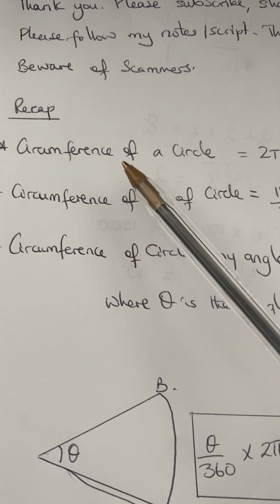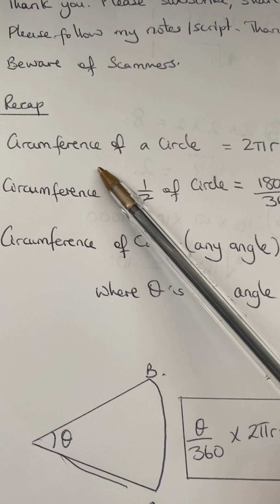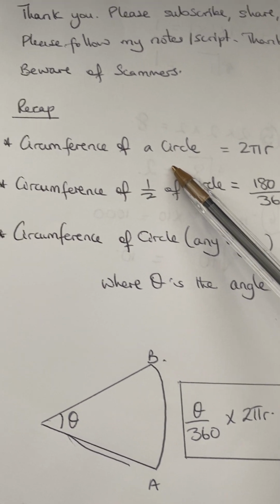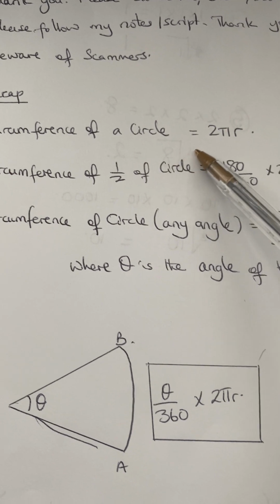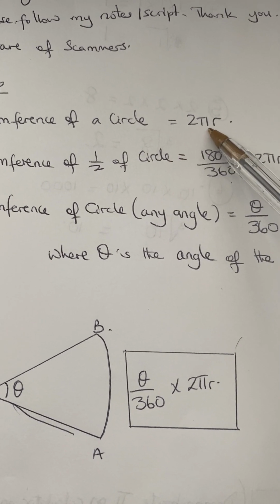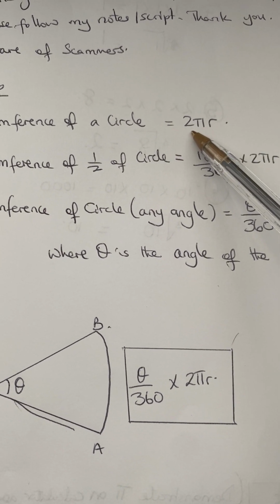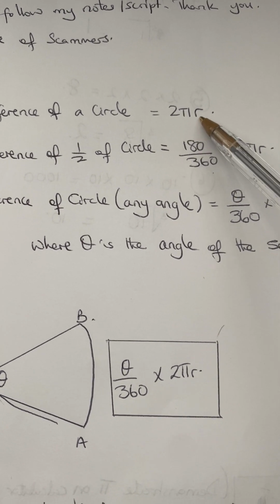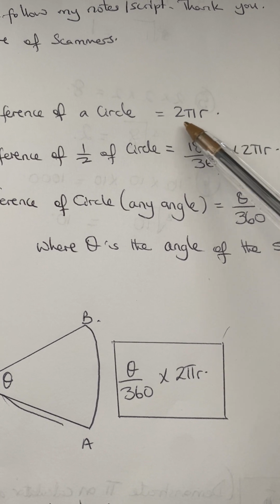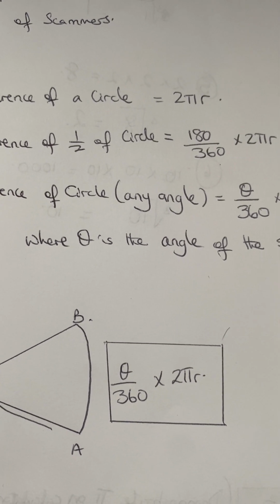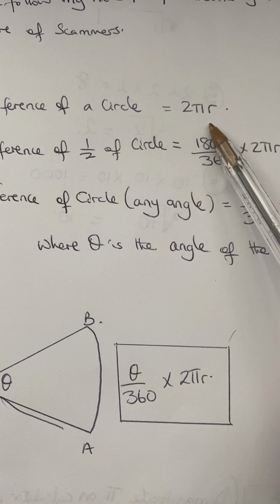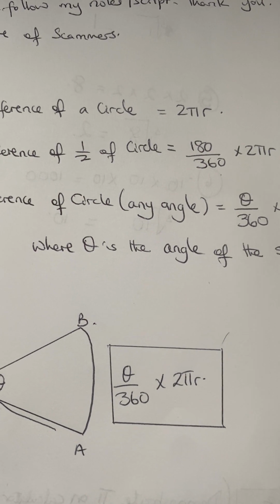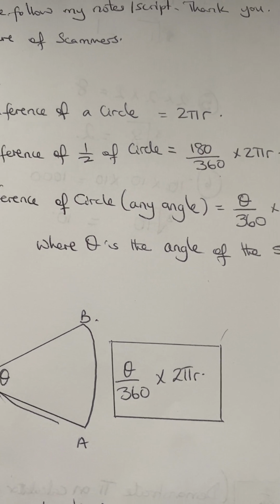Now, in our last lesson we talked about the circumference of a circle, and we saw that the circumference of a circle is 2 pi r, where 2 is a constant, pi is a constant, and r is the radius. So pi here is 22 over 7 or 3.142.